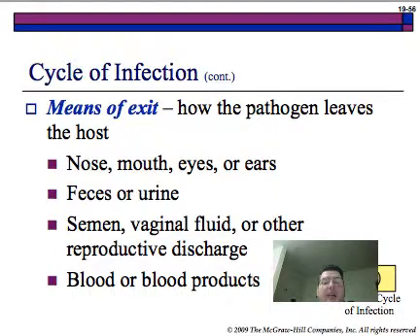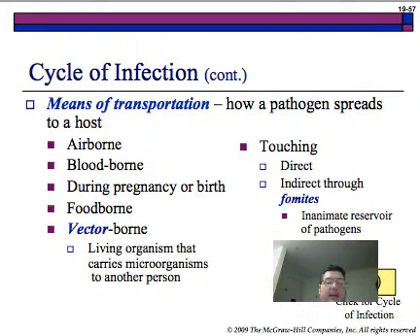Means of exit: how the pathogen leaves the host, either through the nose, mouth, eyes, or ears, feces, urine, semen, vaginal fluid, or other reproductive discharge, blood, or blood products. And that's where the pathogen is carried throughout the body, and that's how it's transmitted from one person to the other. Cycle of infection, means of transportation: how a pathogen spreads to a host, either airborne, bloodborne, during pregnancy or birth, foodborne, vector-borne.